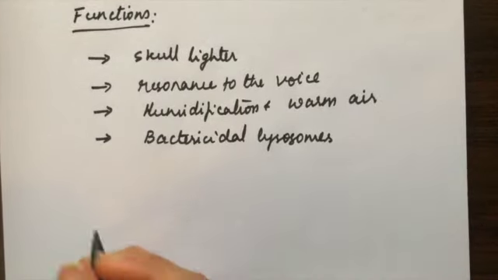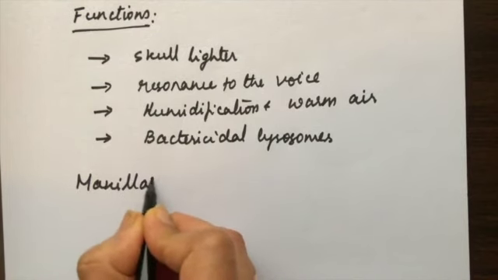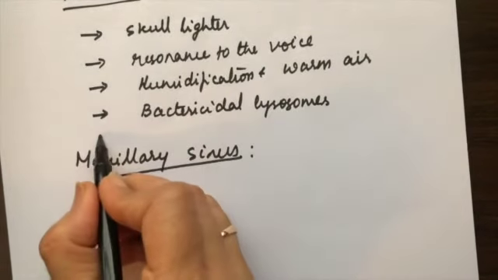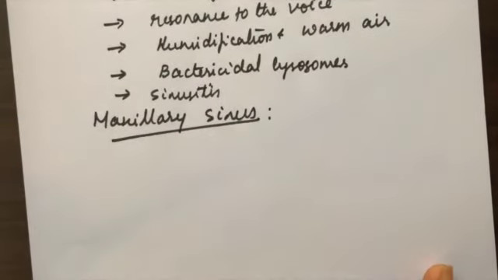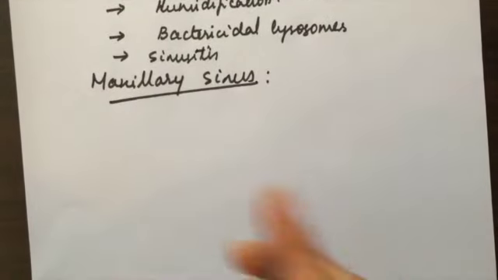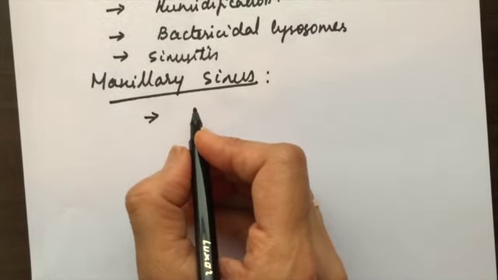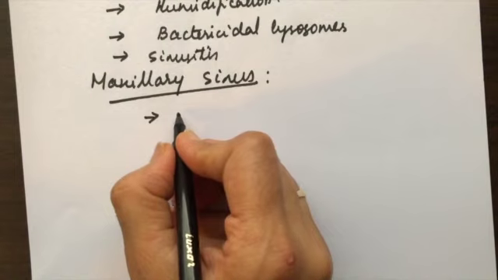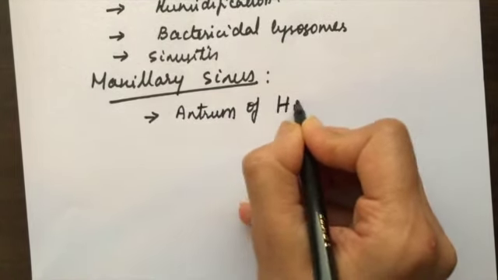Now coming to the sinus of today's interest, that is maxillary sinus. Of course, when these sinuses are infected, we call it as sinusitis. The maxillary sinus, it's also called as antrum of Highmore because of the person called Nathaniel Highmore in 1651 who first described in detail the morphology of the maxillary sinus. Hence it's called as antrum of Highmore.